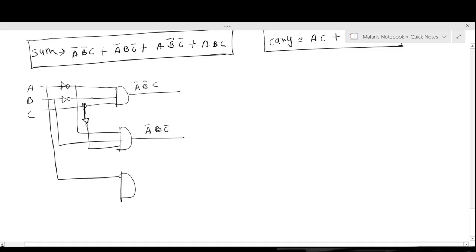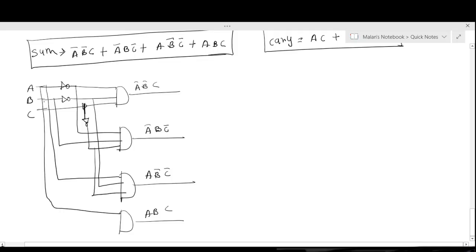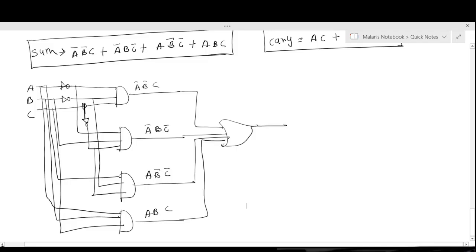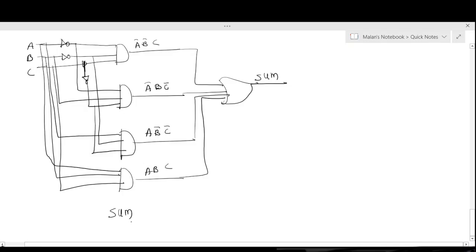The inputs are A, B bar and C bar, and I am getting A, B bar, C bar. The fourth AND gate gets A, B, C. Now I am taking the inputs A, B and the C. And finally all together. Now this is the logic circuit representing the sum using basic gates.